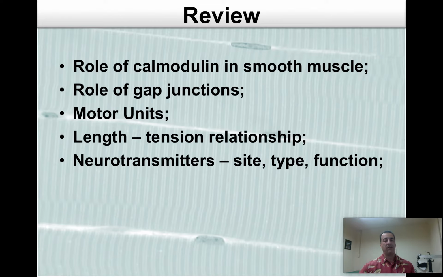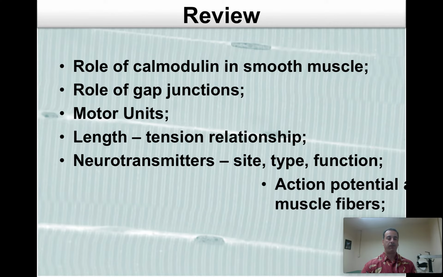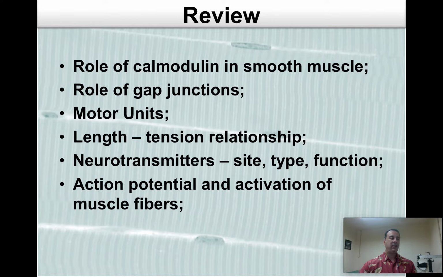Neurotransmitters: the site where they're located, what are they? Acetylcholine, there are other ones. What do they do and what is their function? Go back to the neuromuscular junction concept of the synaptic knob and the vesicles, and that gets you started on the neurotransmitter area as well. Action potentials.